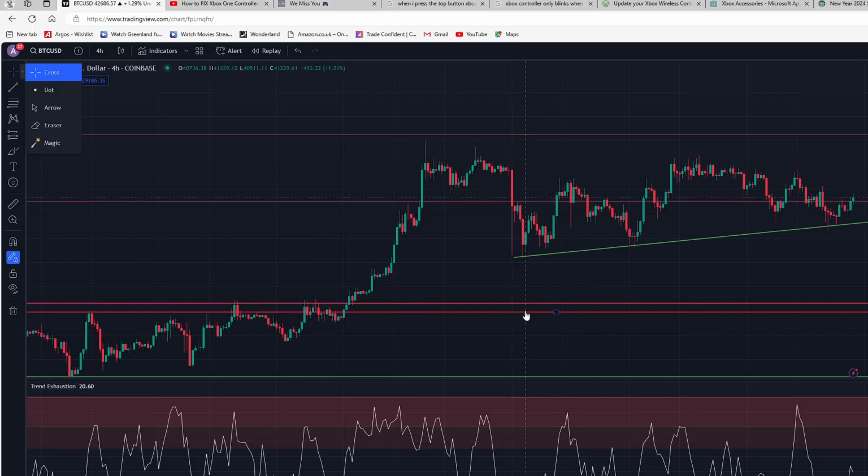A support is primarily like a floor that prevents the price from falling further, just as here. And resistance is like a ceiling where there's a limit to how high a price can go, and it's finding some form of resistance, some form of difficulty in passing a certain level. So that's the basic understanding of how support and resistance work.